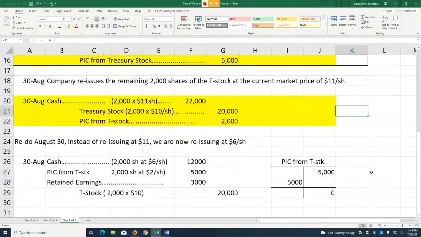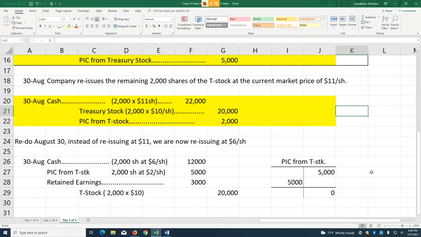So if you notice, in every journal entry I've shown you, the cash is what we're reissuing it at. Treasury stock is what it cost us. So we always know, like, the first debit and that last credit.